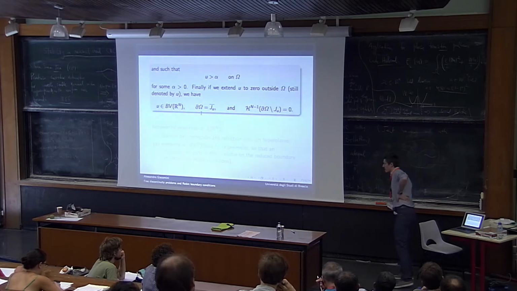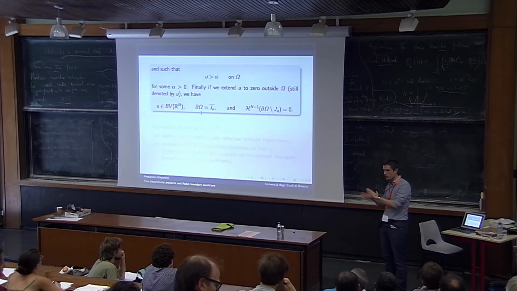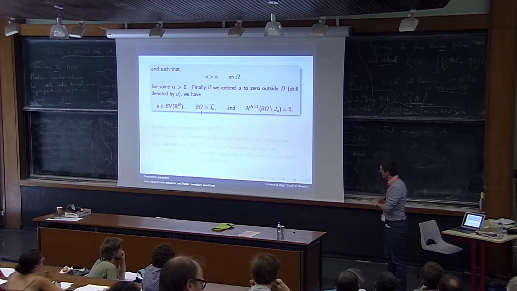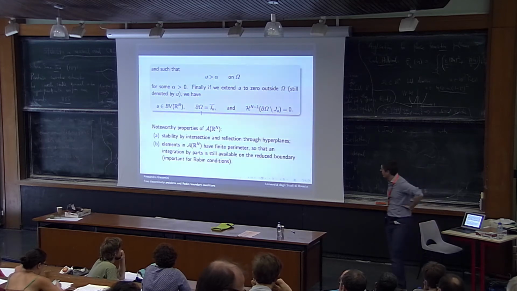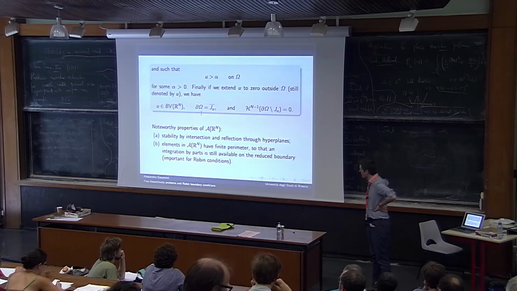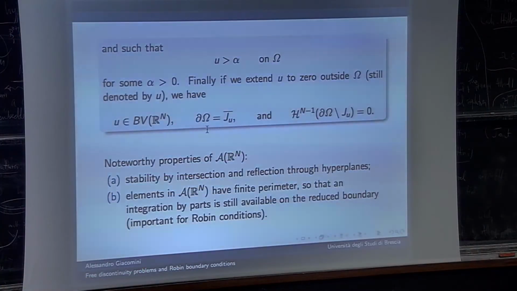Of course, this class is quite stable, for example, by intersection, by reflection across hyperplanes. And at least we have that open sets inside this class have finite perimeter. So at least we can employ some integration by parts on the reduced part of the boundary, which can be important for the Robin boundary conditions. Okay, now in the time I have, 50 minutes.